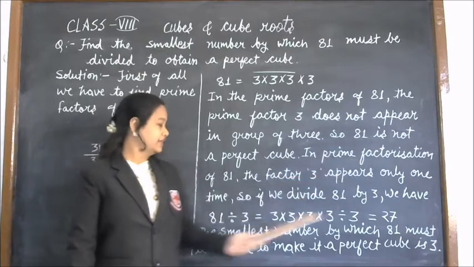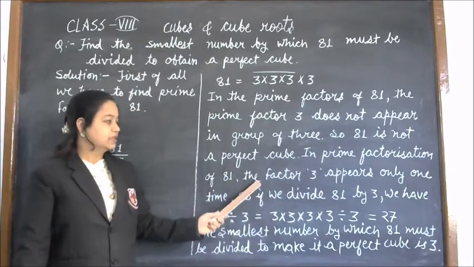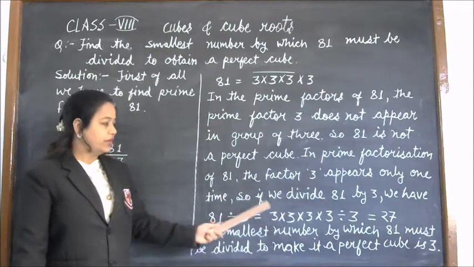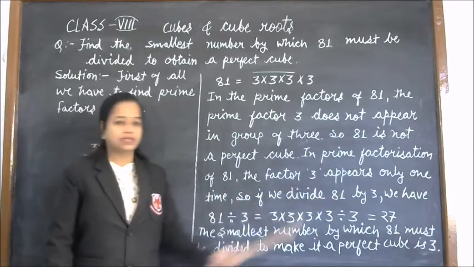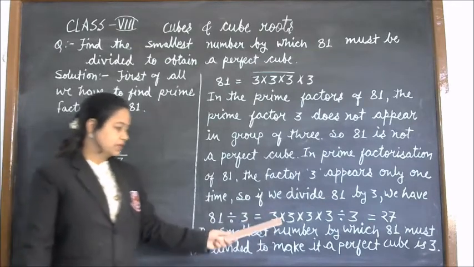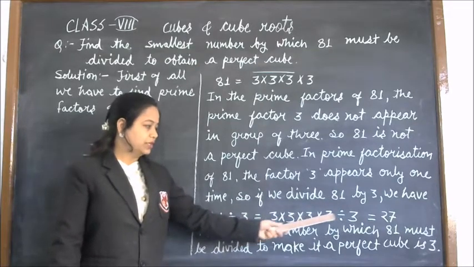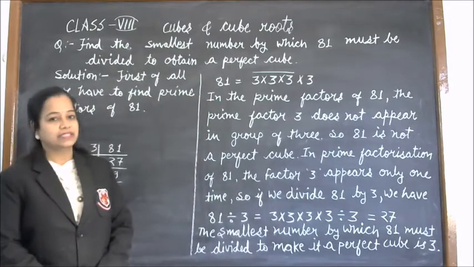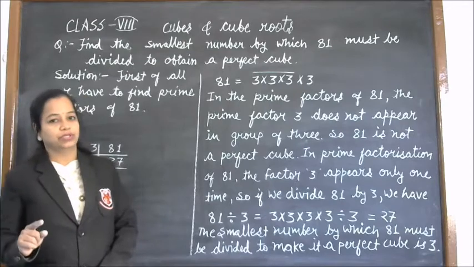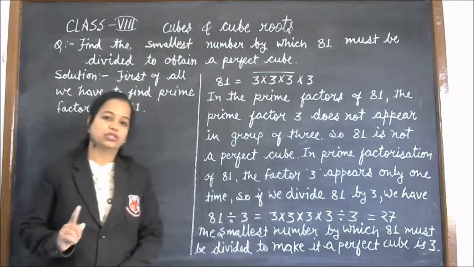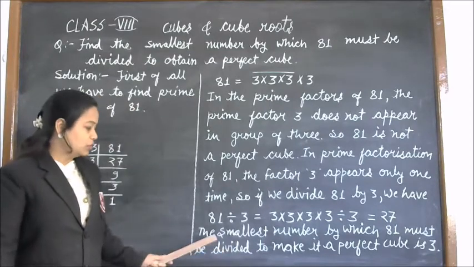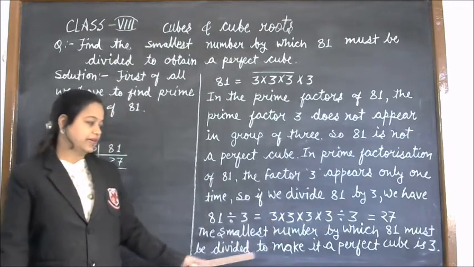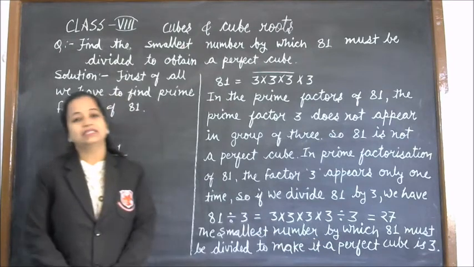In prime factorization of 81, the factor 3 appears only one time. So if we divide 81 by 3, we have 3 into 3 into 3 into 3 divided by 3. Means we have 27. And 27 means 3 into 3 into 3. Means 27 is a perfect cube number. So the smallest number by which 81 must be divided to make it a perfect cube is 3.